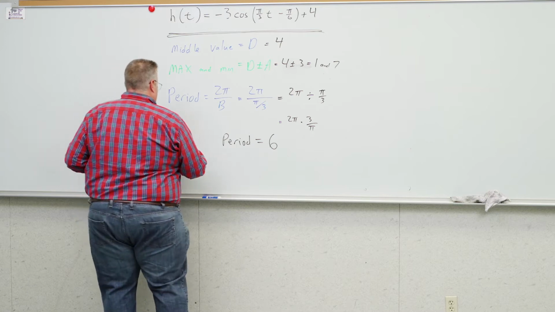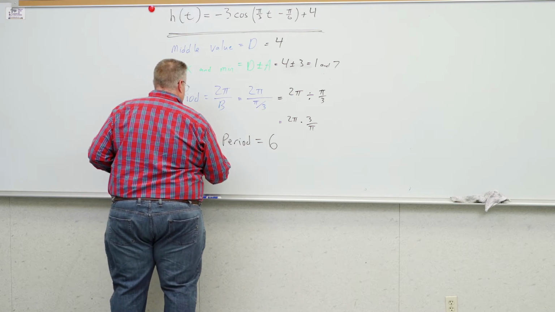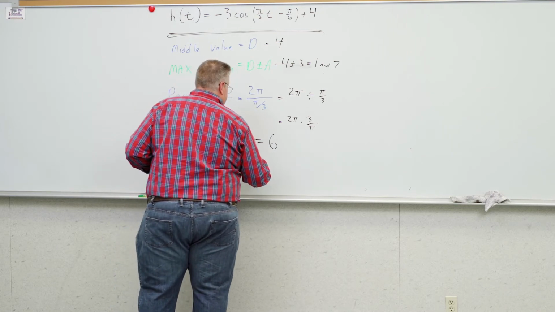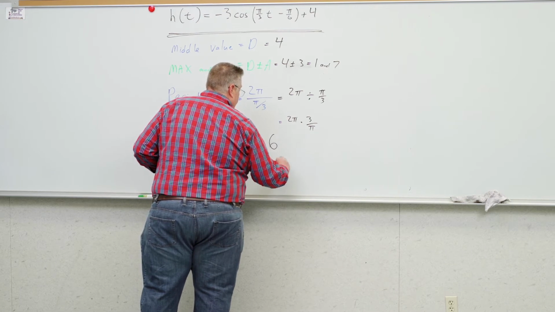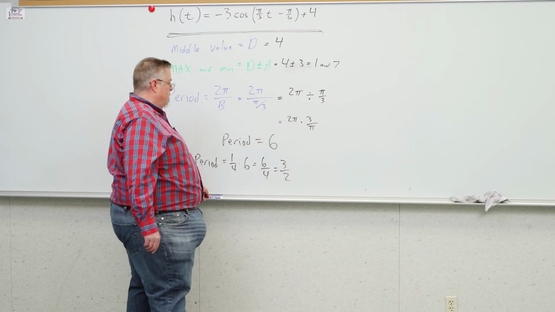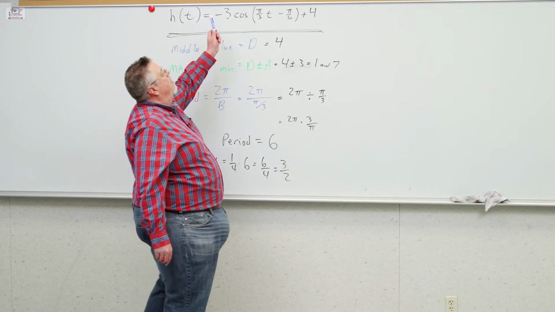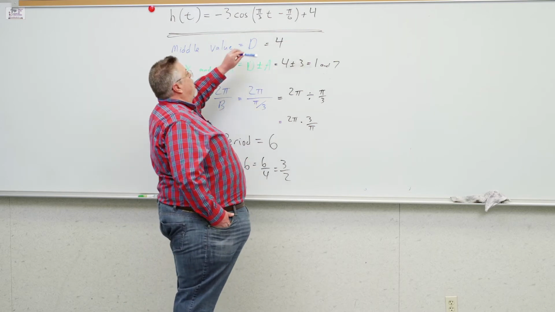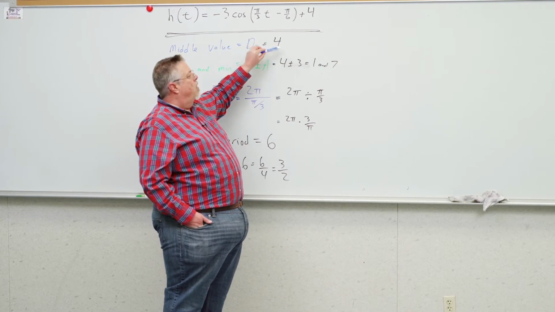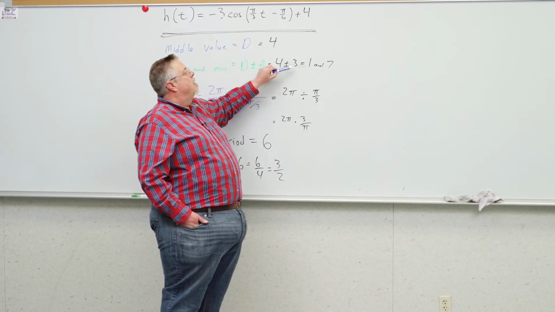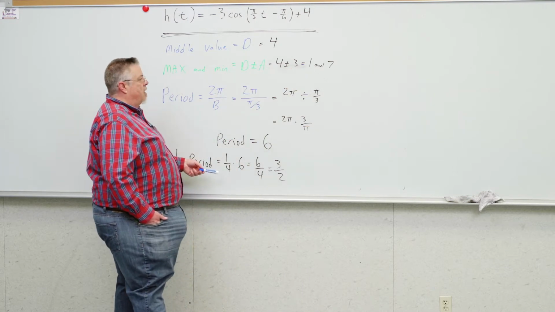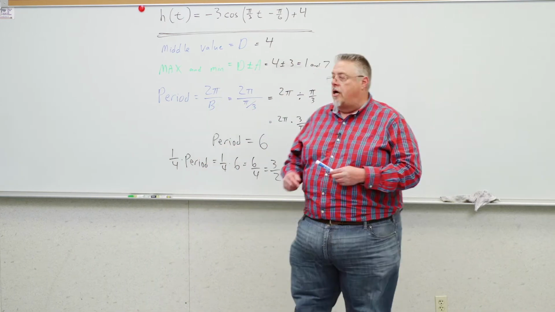Okay. I always want a quarter period. That's 1/4 times 6, or 6/4, or 3/2. So A and D affect the graph: my middle value is D, and A is my amplitude. How far above and below 4 do I go? 3 units, the absolute value of that. Above and below 4: 1 and 7. Those are my minimum and maximum y values. I've got the period, I've got the quarter period. I just need to know where to start this thing.